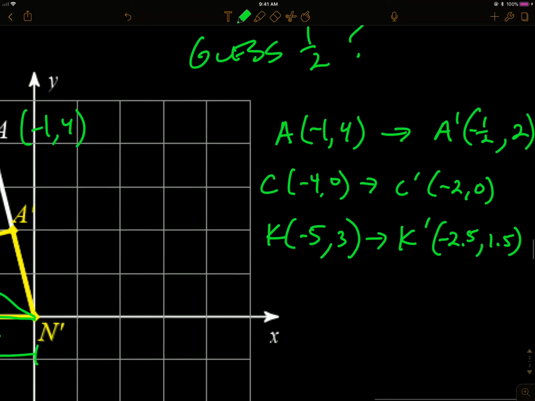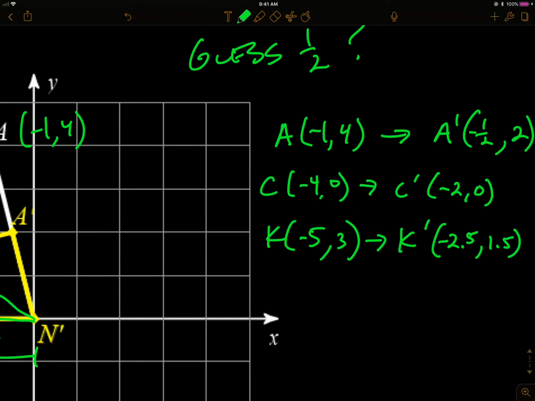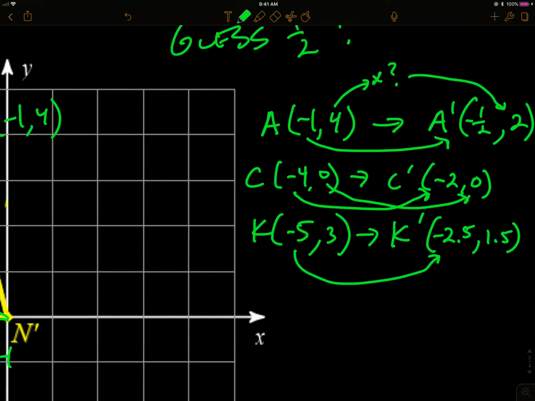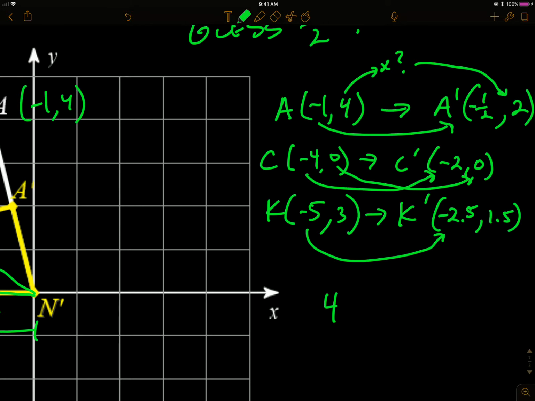So if I look at all of these, what number did I multiply by to turn a 4 into a 2? To turn a negative 1 into a negative 1/2? What did I multiply by to turn a negative 4 into a negative 2? What about a 0 into a 0? Well, if I multiply 0 by anything, it stays 0, so that doesn't help. A 5 into a 2.5? So you can take any one of those examples and say 4 times what scale factor, I'll call it K, do I end up with 2?